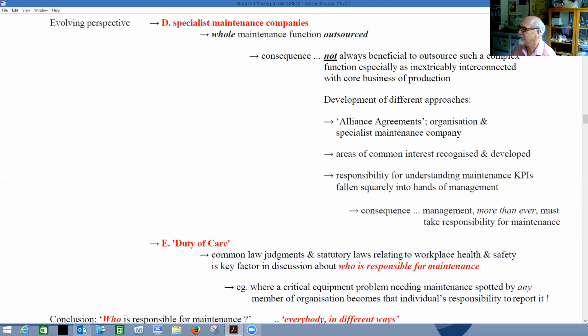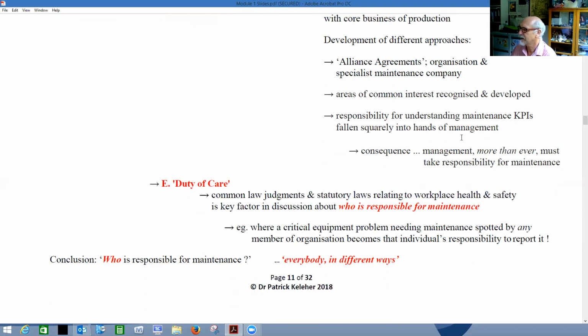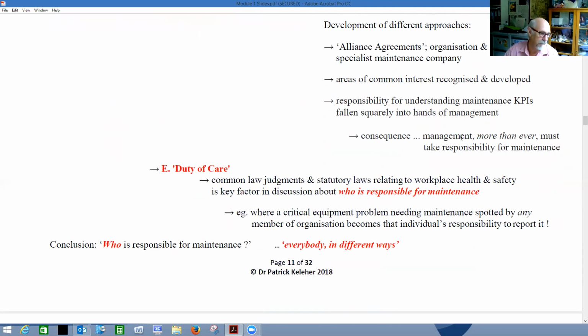Also, as you might imagine, if you're wandering around a workplace and something's a little bit dangerous, or it's pretty obvious that something's about to blow, or if you leave that, you're not a maintenance person, but you might be an engineer, or a groundsman, or even so. So the point of the matter is that we have a duty of care. So the common law judgments and statutory laws relating to workplace health and safety are a key factor in the discussion about who's responsible for maintenance.